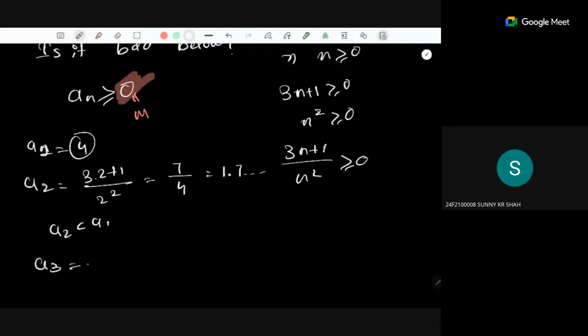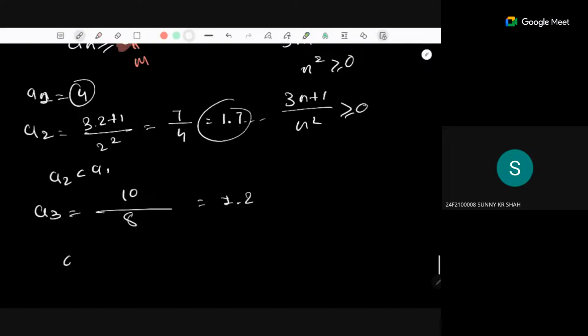Now if you compute a3, it will be 10 by 8, which is again 1.2 or 1.3 something, which is again less than a2. So here we are getting that a3 is less than a2 is less than a1. So that means this is a decreasing sequence.